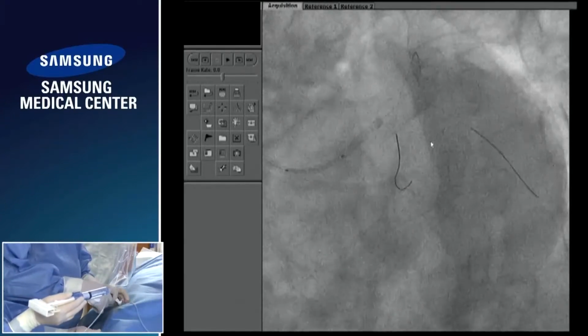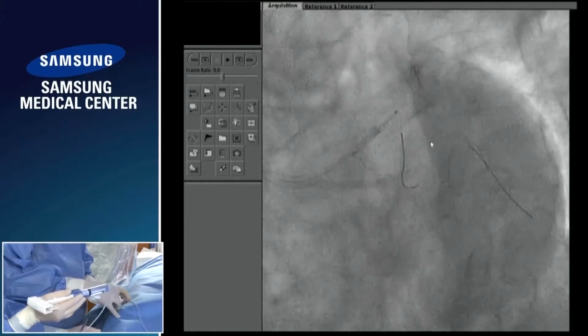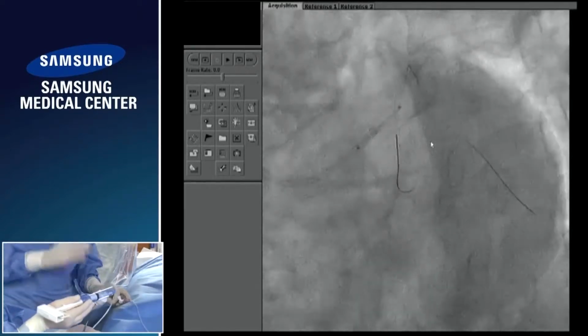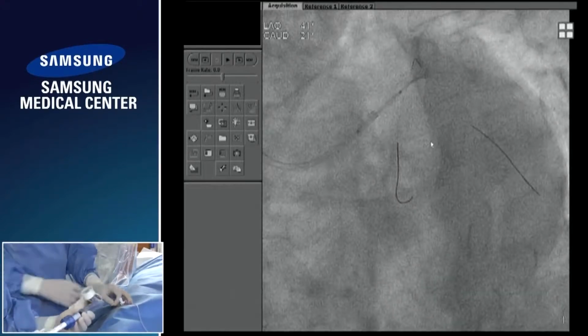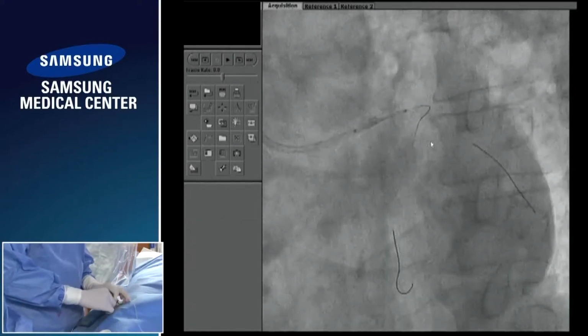So we measured the length from the LAD and about 15 millimeters. So ostium is the most important. Find ostium, the most important part. LA view. So Dr. Santoso helped me a lot.